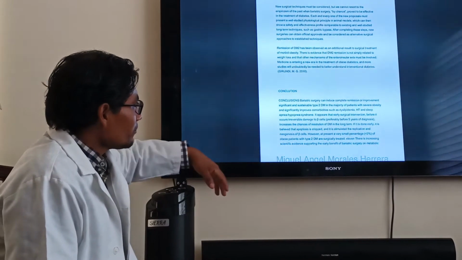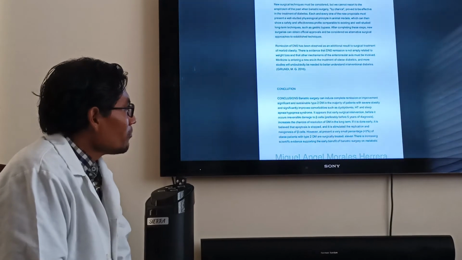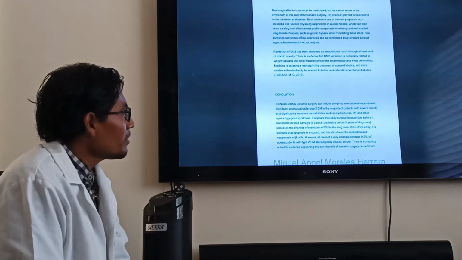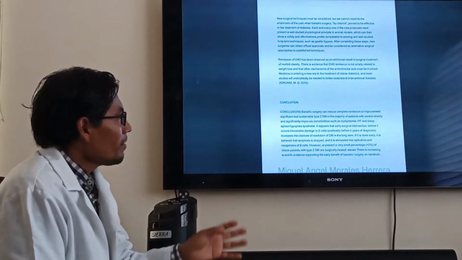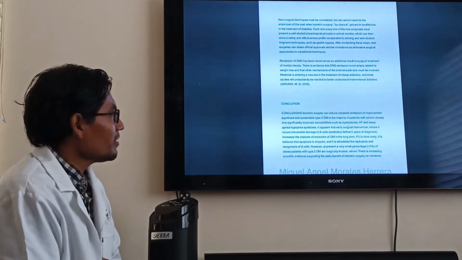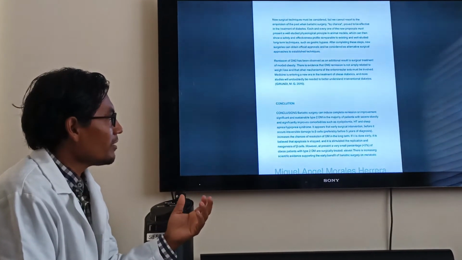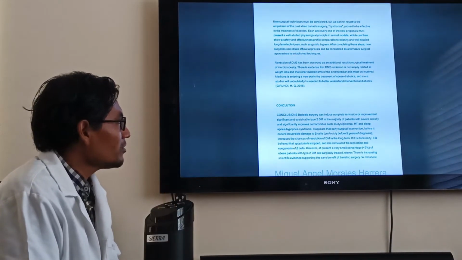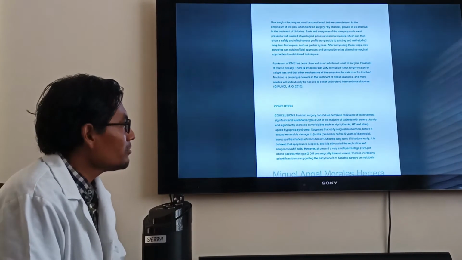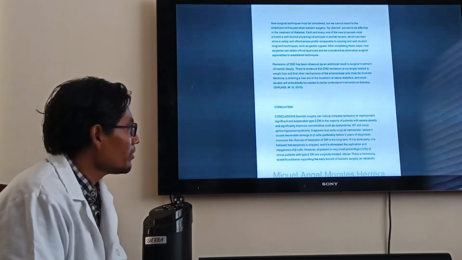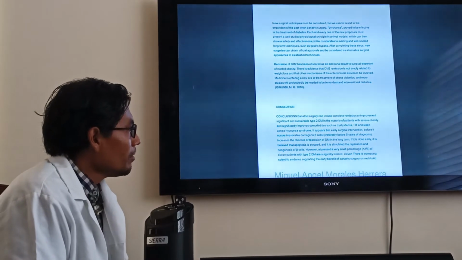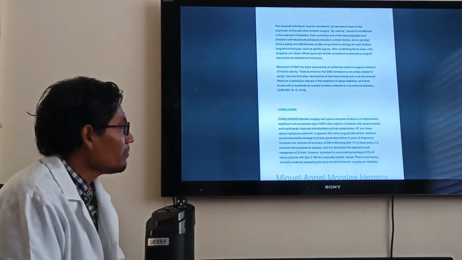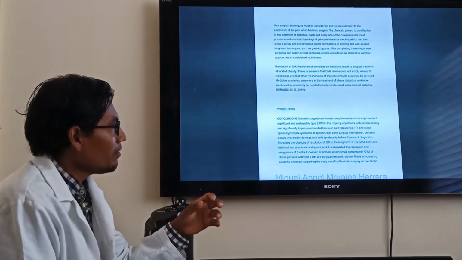And about the conclusion. Bariatric surgery can induce complete remission or significant and sustainable improvement of type 2 diabetes mellitus in the majority of patients with severe obesity, and significantly improves comorbidities such as dyslipidemia, arterial hypertension and sleep apnea-hypopnea syndrome. An emphasis on early surgical intervention, before irreversible damage to the B cell is established, preferably before 5 years of diagnosis, increases the chance of resolution of diabetes mellitus in the long term.